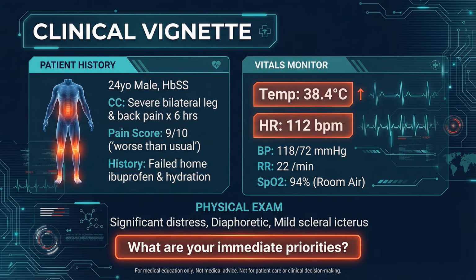His vitals show a temperature of 38.4 degrees Celsius, a heart rate of 112, blood pressure of 118/72, a respiratory rate of 22, and his oxygen saturation is 94% on room air. On exam, he is clearly in significant distress, he's diaphoretic, and you note mild scleral icterus. So, looking at this patient, what are your immediate priorities? What are the first things that come to mind that you need to address right now?